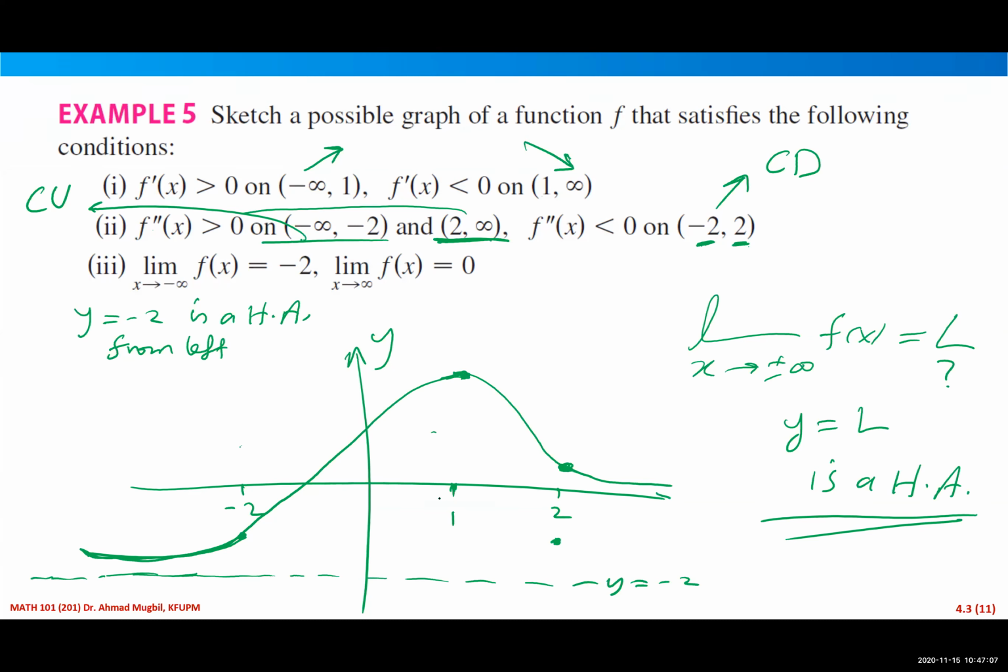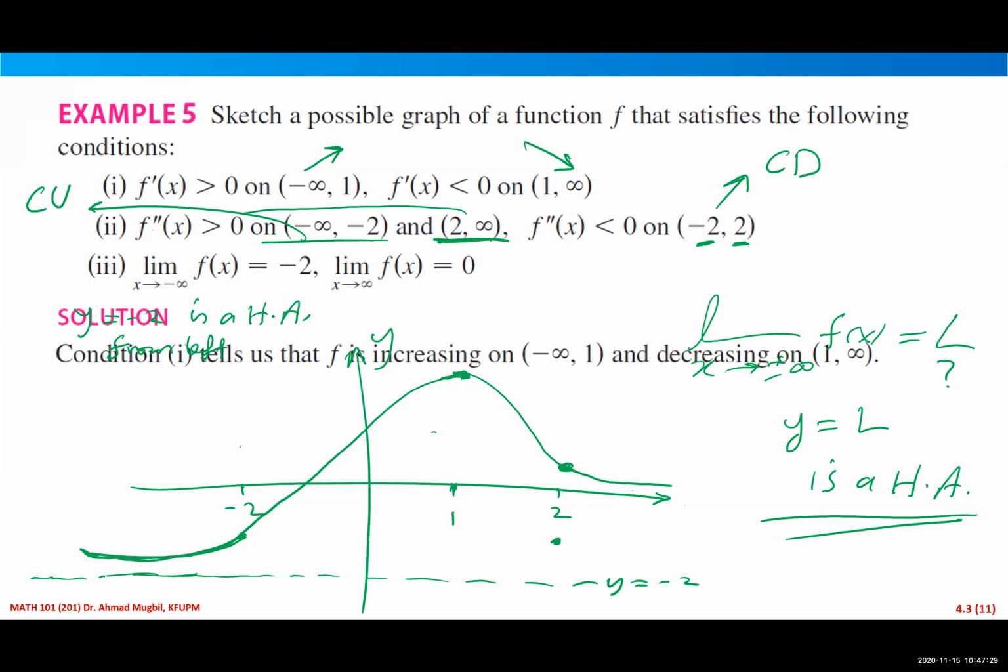Excellent. Now, of course, this is horizontal, this is horizontal. When x goes to infinity, it is approaching 0. When x goes to negative infinity, it approaches negative 2. And that's it. This is one possible graph. You may have another, but you need, ya shabab, always, when you finish your graphing, to check the given information. Are they satisfied or not? Any question, ya shabab?